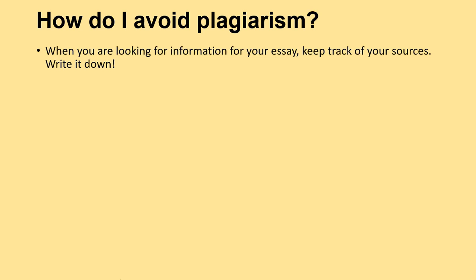It's not too hard. When you're looking for information for your essay, keep track of your sources. Write it down. We all think we're going to remember, right? We're not. You're going from article to article, site to site, source to source, book to book, and then you think, oh no, I don't remember where I got that from. So while you're researching, keep track of where you're finding that information. You can bookmark a site. That's not really the best idea. I would write it down. That way, when you go to cite your sources, you know exactly where that information came from.